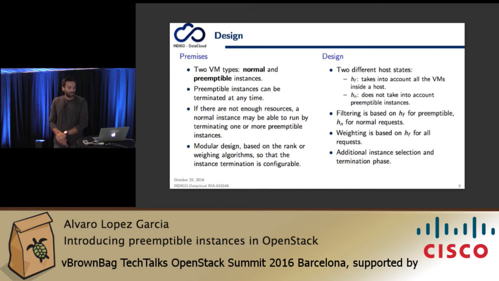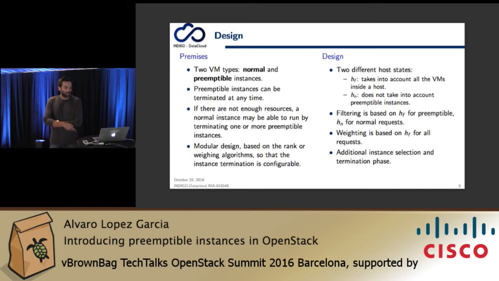Now we have two different host states. One, what we call the full state, that takes into account all the VMs that are running inside a physical host, and one that we call HN, that does not take into account the preemptible instances. Filtering is based on the full host state for the preemptible ones, and on the partial state for the normal request.